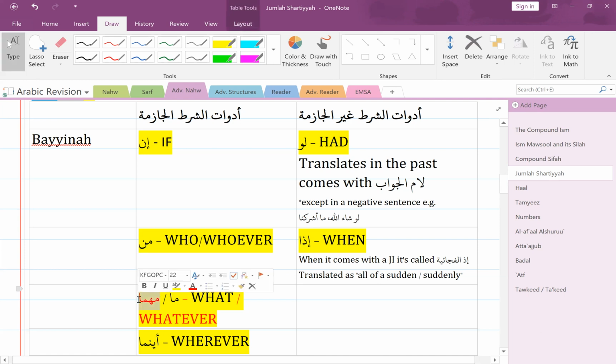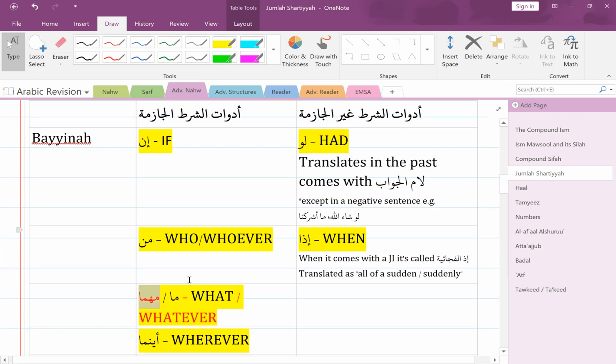This is mahma. It wasn't there, but it has the same meaning as ma, so I put them here together because it's the same thing. Ma and mahma mean whatever. That's why I bundled them up together like this. Then the last one is aynama, which was covered in Bayinnah. Aynama is also an adatu shart al-jazima. It makes the fi'al majzoom, and it means wherever. So those are the ones that we did in Bayinnah.